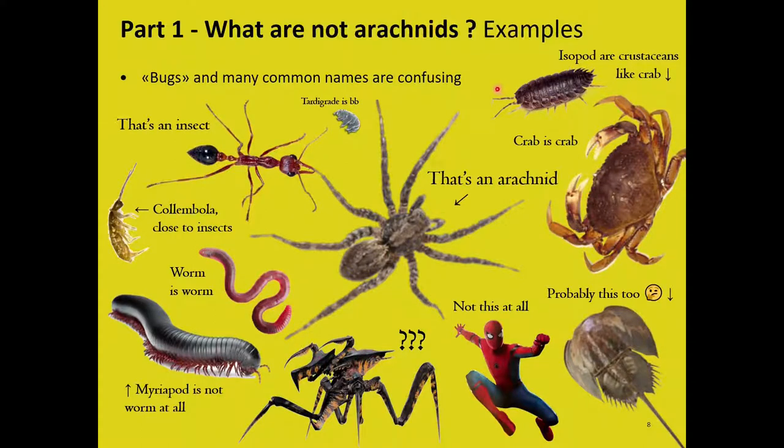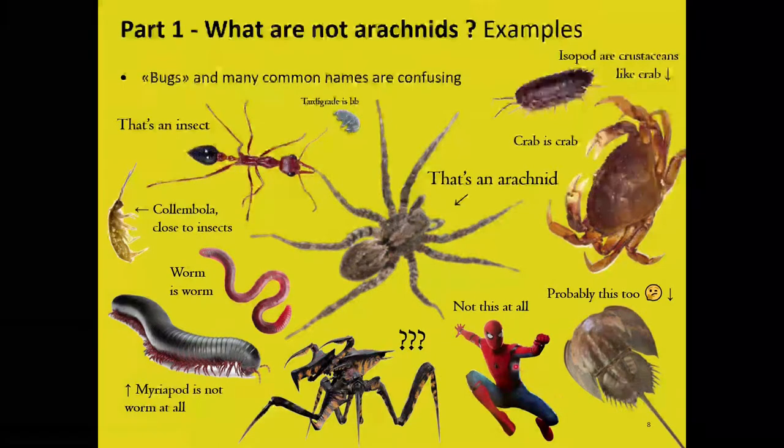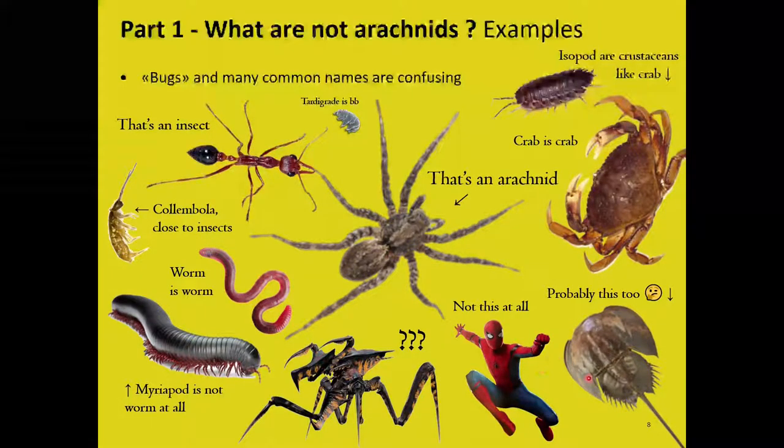So, what are not arachnids? Everything you can see here, except of course the big spider in the middle, are not arachnids. A crab is a crab, obviously. You can see an insect, the collembolas, tiny insect-like animals, myriapods, this kind of stuff. This one is known as an arachnid, but I'm not pretty sure. I like a few legs. And the Xiphosura, the horseshoe crabs, well, they could be arachnids, but there's a lot of research going on. And woodlice are crustaceans.